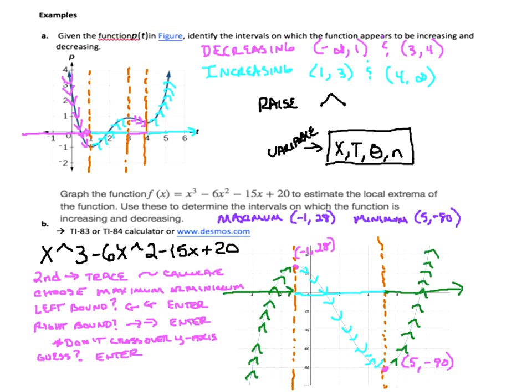All right, so our increasing intervals. We have increasing intervals from -infinity up to -1 and from 5 through +infinity. And I have decreasing intervals from -1 to 5.